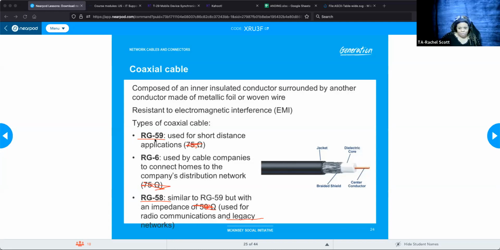Which is important to remember. Yeah. That the RG6 is outside to the home. Right? And inside is the RG58 or 59. And I just found out that RG stands for radio guide. From the military. That's interesting to know. A lot of this stuff comes from somewhere. So interior 58 and 59, exterior 6 for coax.